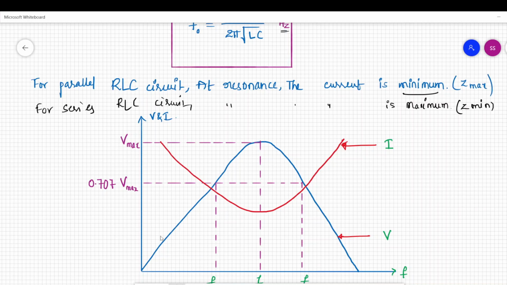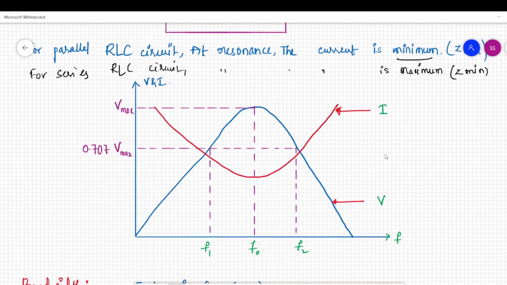Now let us see the admittance characteristics, the voltage and current characteristics, for parallel RLC. For parallel RLC the current is minimum at resonance. This is the resonance condition. You can see the red curve is the current curve and the blue one is the voltage curve. When the frequency of the supply equals the resonance frequency, the current is very much less, at its minimum position, I minimum, and the voltage is maximum.